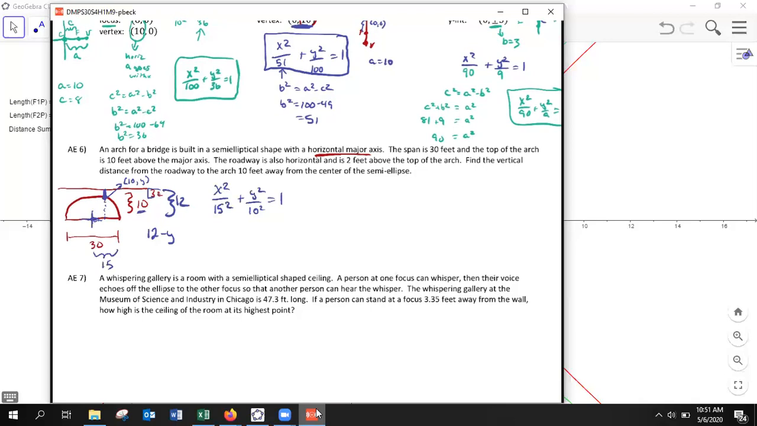So let's find it. I do know that horizontally I am 10 units away. So 10 squared over 15 squared plus y squared over, let's go ahead and just call it 100 equals 1. So y squared over 100 will equal, and this is where I'm going to write it as 1 minus 100 over 225.